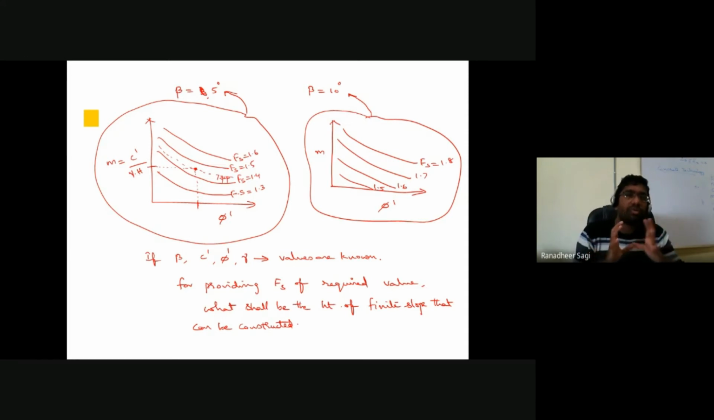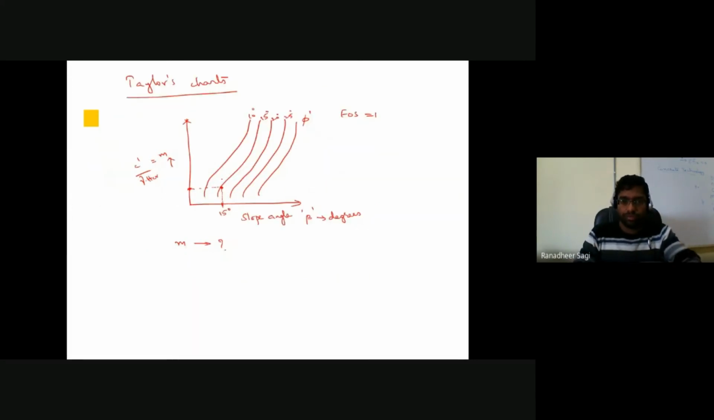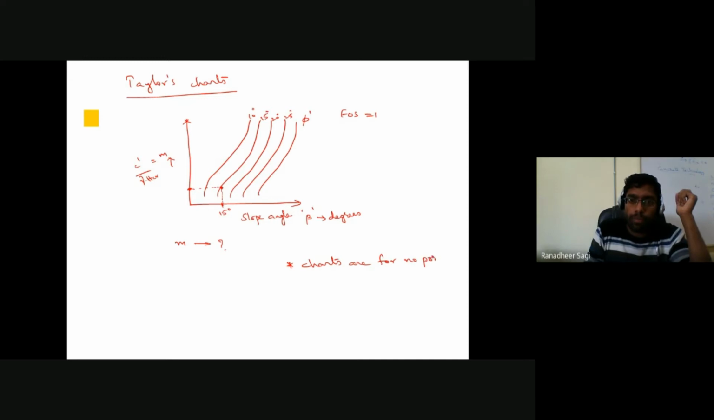So all that we can go on to understand by making use of those standard charts. One important thing is, these standard charts given by Taylor are not taking into consideration your pore water pressure. So the charts are for no pore water pressure in soil.